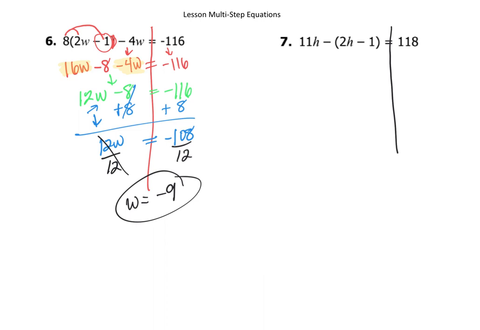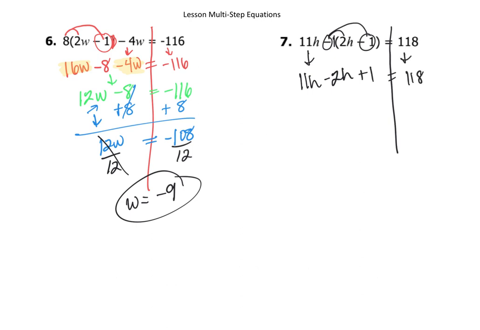Now working left to right, some of you might think that we need to multiply 11h into 2h, but we do not do that. 11h isn't directly touching the parentheses, so we bring it down. 11h. What we are multiplying into the parentheses is the negative sign, or basically a negative 1. So we get negative 2h, and then negative 1 times negative 1 becomes a positive 1. So watch your sign changes.